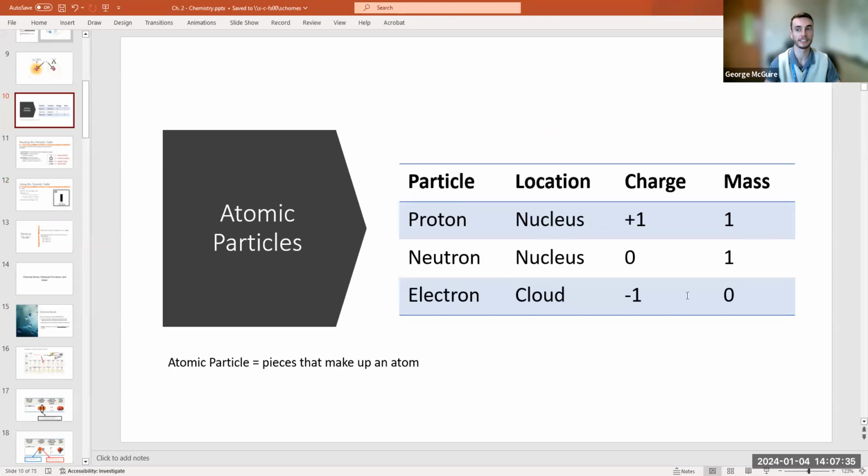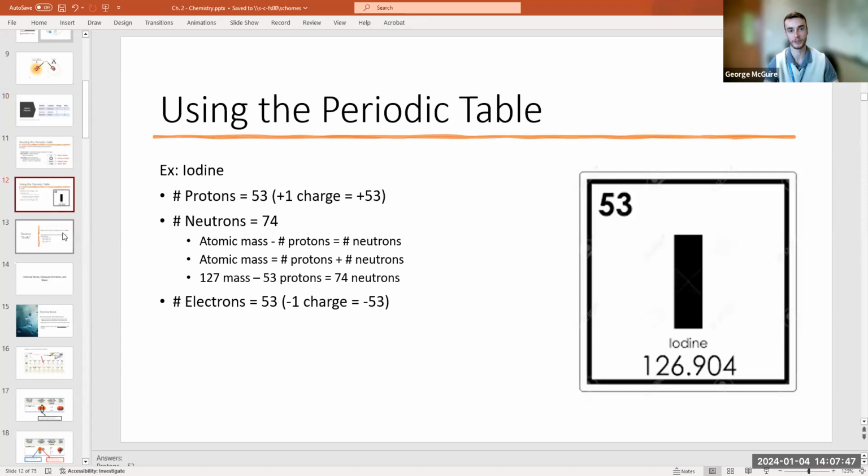Electrons do not carry a mass. However, they carry a charge of -1. Protons carry a charge of +1, and neutrons do not contribute to the charge of the molecule. Okay. Cool. So great job, and thank you guys for going through that review.